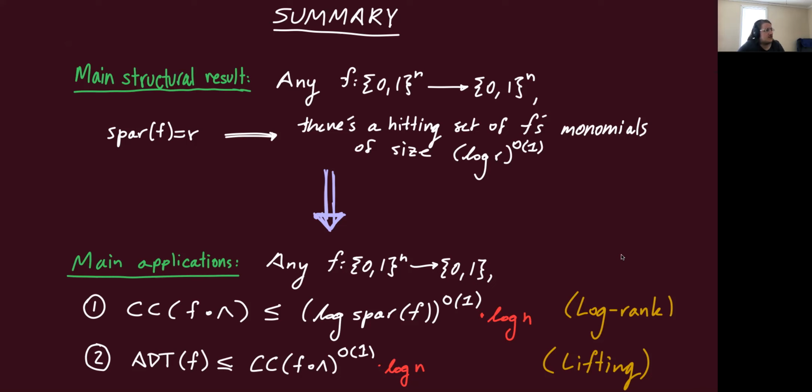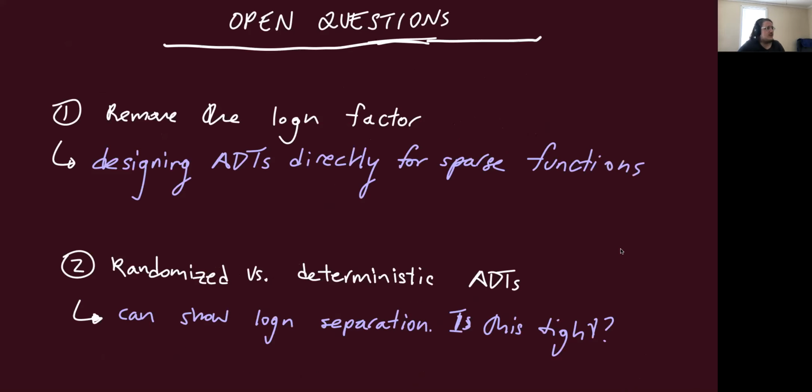So let me just conclude with a few open problems. The most obvious open problem here is removing the log n factor. And this has to do with some more efficient way of designing AND decision trees directly for sparse functions. If you look at the paper, we actually need to go through a secondary notion of decision trees called a zero decision tree. And when we convert from a zero decision tree to an AND decision tree is when we lose this log n factor. So if we could avoid this zero decision tree model, perhaps we'd be able to get rid of the log n factor.